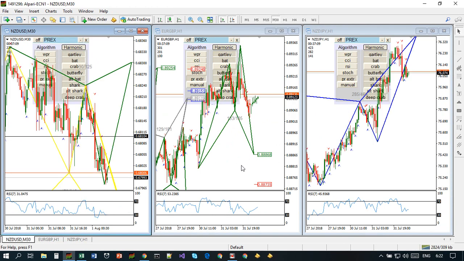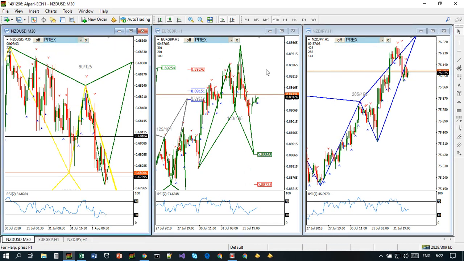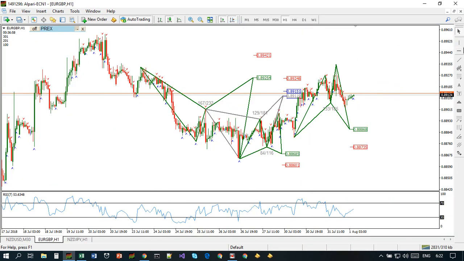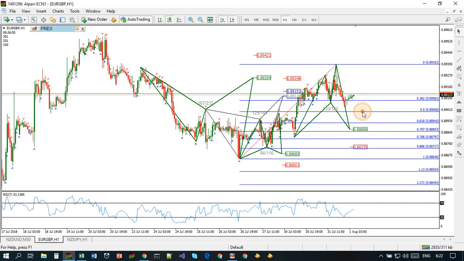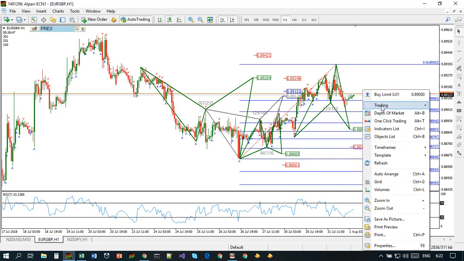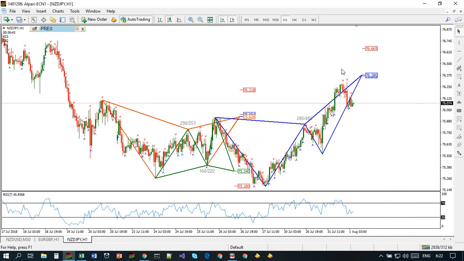Let me arrange them using this tab mode. Let me disable this, this and this. So I have them all three on my screen, and let me set some alerts. I will go here to 50, right click on that and set a trading alert. I will be notified about the completion of the pattern, and the same here. Right click, trading and alert. Well, that's it about the analysis.